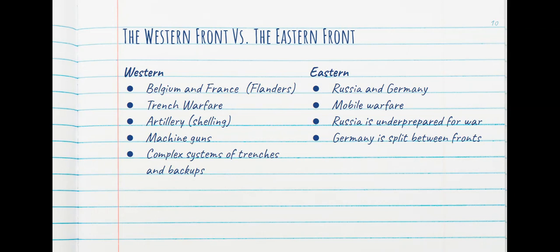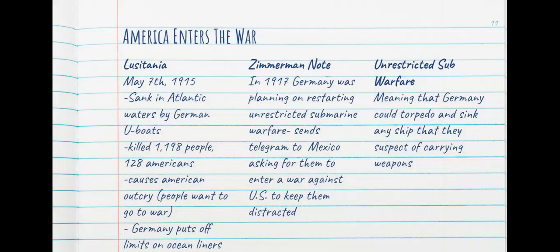On the Eastern Front, there's also the Ottomans, and the British try to knock out the Ottomans in the Straits of Dardanelles, and that is a whole other kind of war front that I won't get into. Moving on to the American side of what America is doing at this point. In April of 1917, America eventually enters the war. It takes them a minute.